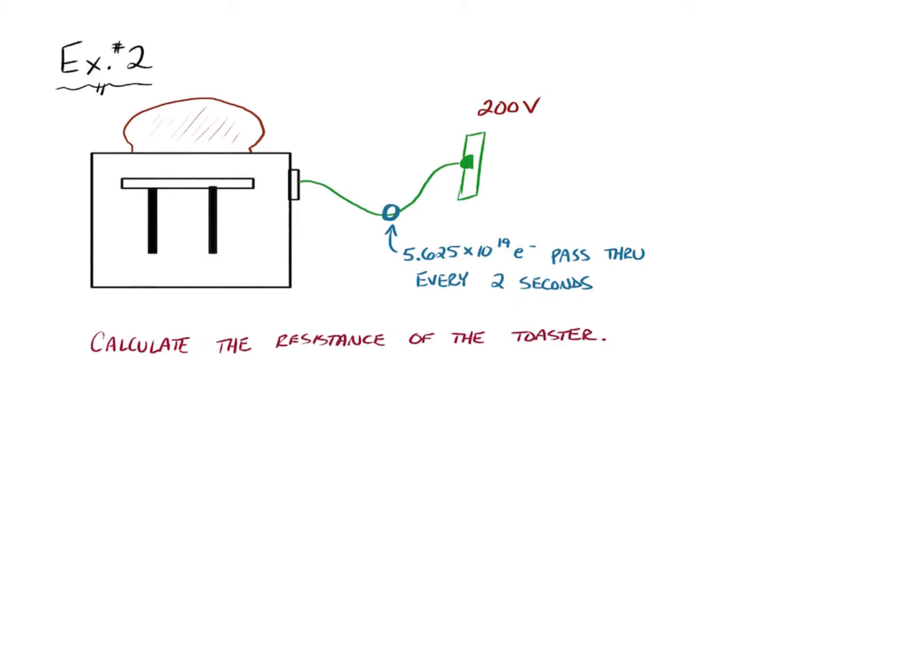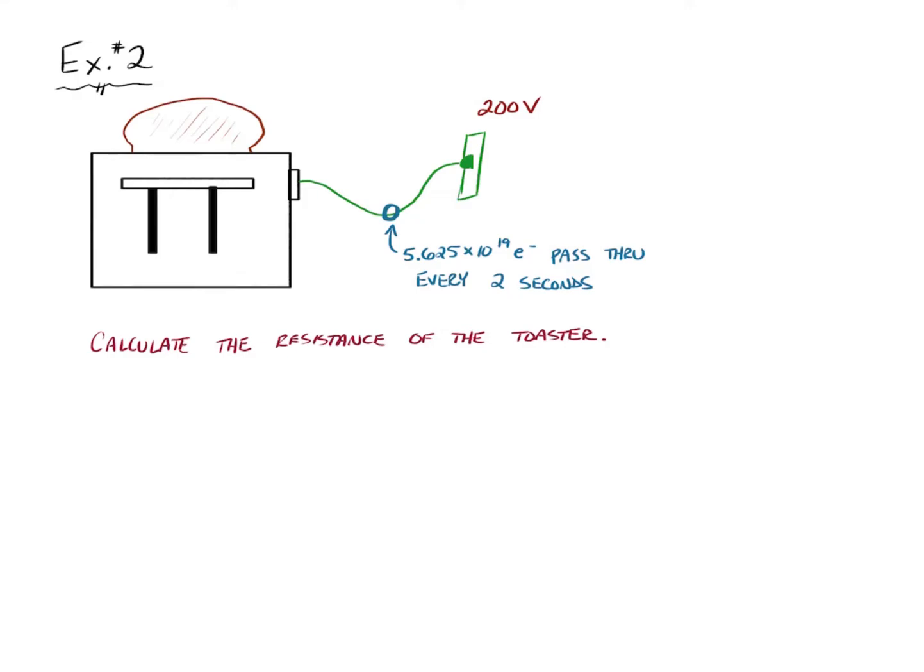In the second example, we have a toaster that's been plugged into a 200-volt wall outlet, and we are told that in that point that has been circled, 5.625 times 10 to the 19th electrons pass through that point, or pass through the wire, every 2 seconds. Based on that information, we would like to figure out the internal resistance of this toaster.